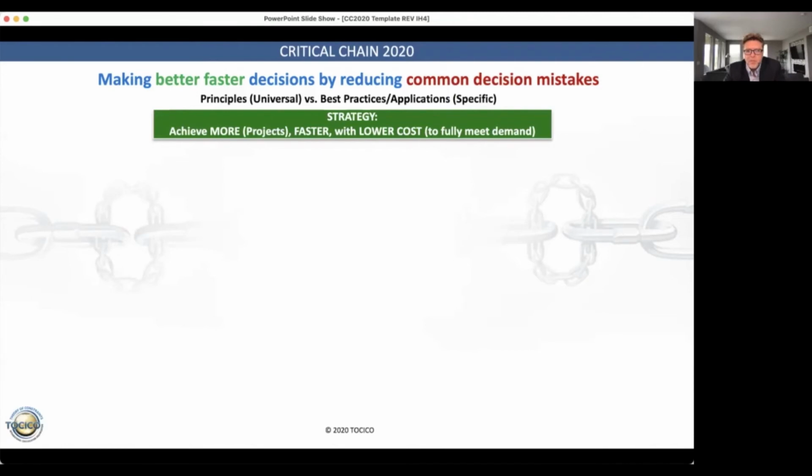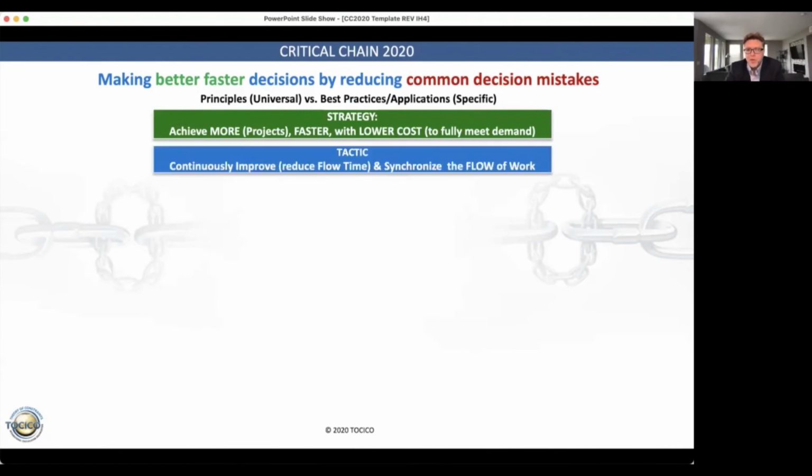In a project environment, that would be achieving more projects, getting our throughput to go up faster, which means reducing the total flow time. That's both the time it's spending in backlog potentially, as well as in queue and in process, and at the same time doing that with lower cost. Obviously, the objective is that we do that to fully meet the demand that the system is placing on us. How are we going to do that?